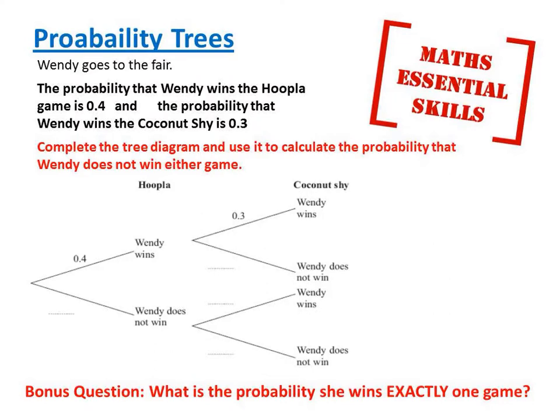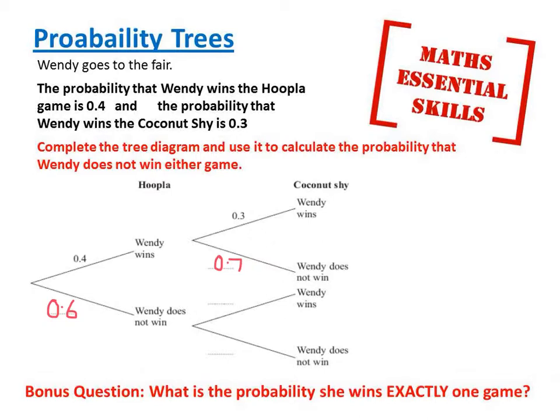Probability trees always need each set of branches to add up to 1. The probability that Wendy wins the hoopla is 0.4, so the probability she loses would be 0.6. The probability that Wendy wins the coconut shy is 0.3, and the probability she loses, therefore, would be 0.7.